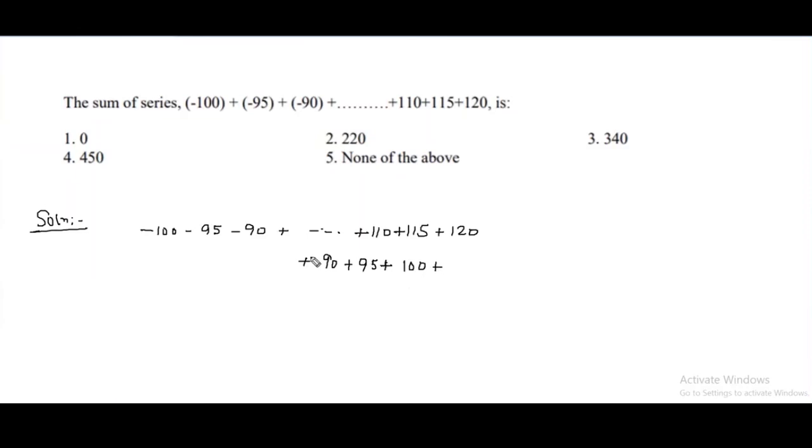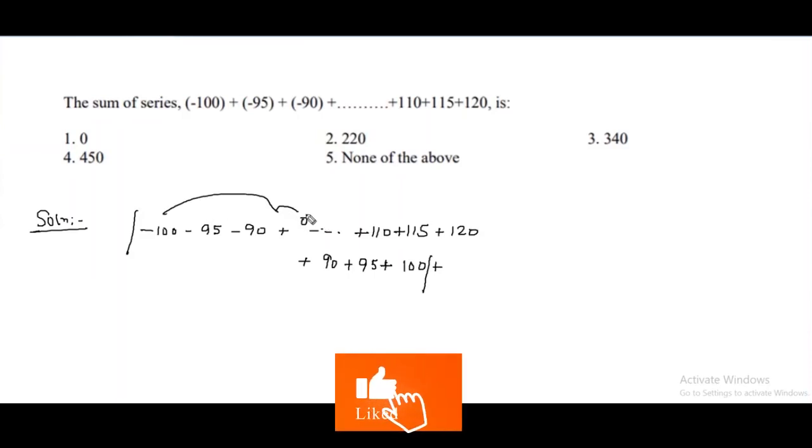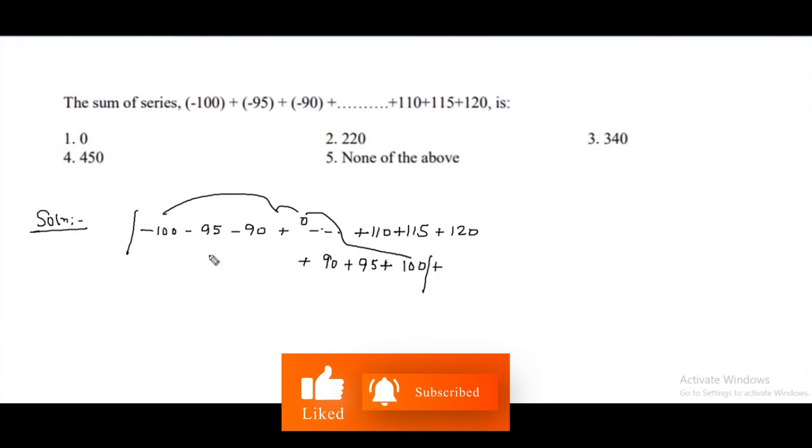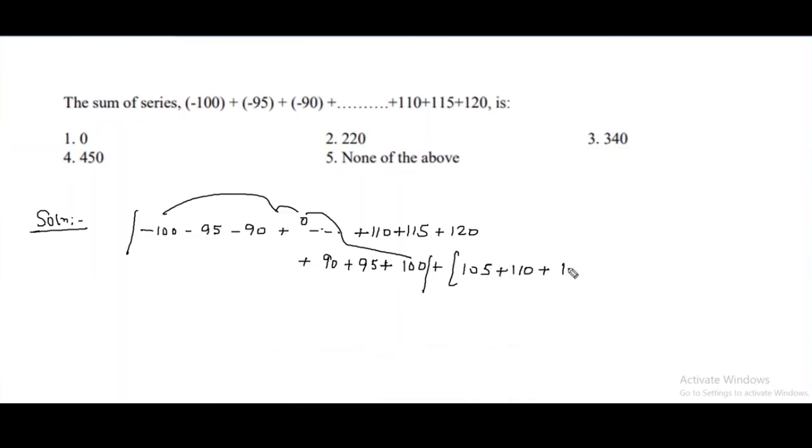So all the negative terms from here till here will be cancelled out. All the terms in between will be cancelled out because there are, let's say, 20 terms from here to here, and there are 20 terms from here to here. All the terms will be cancelled out. I'll remain with only these 4 terms: 105, 110, 115, and 120. And that is the answer. The answer is 450.